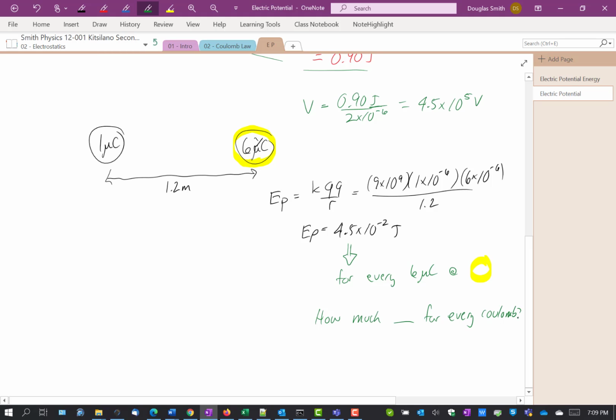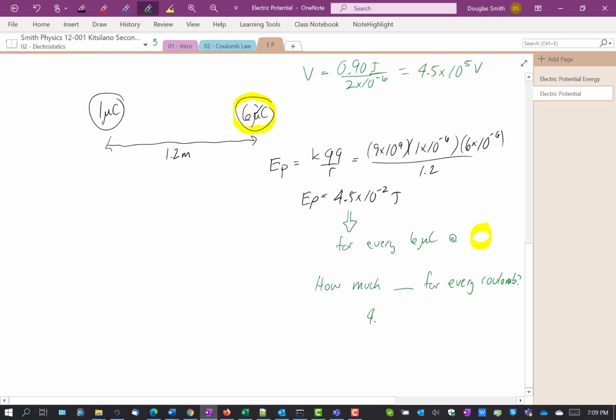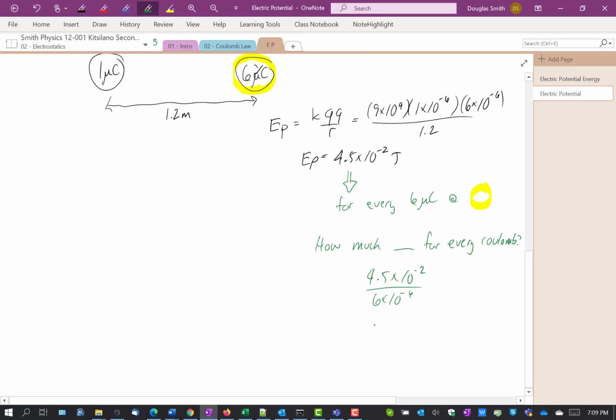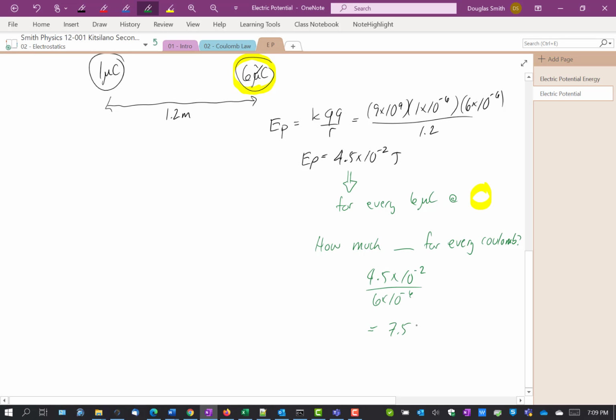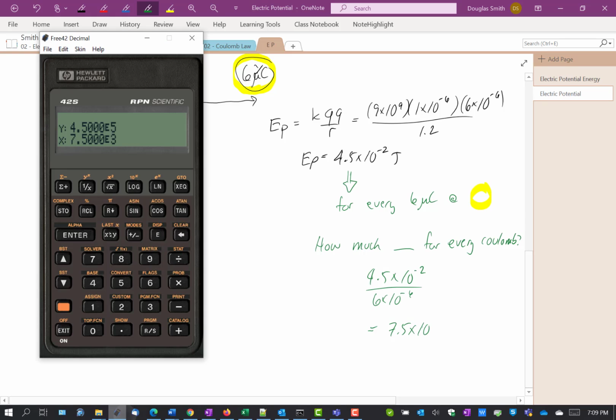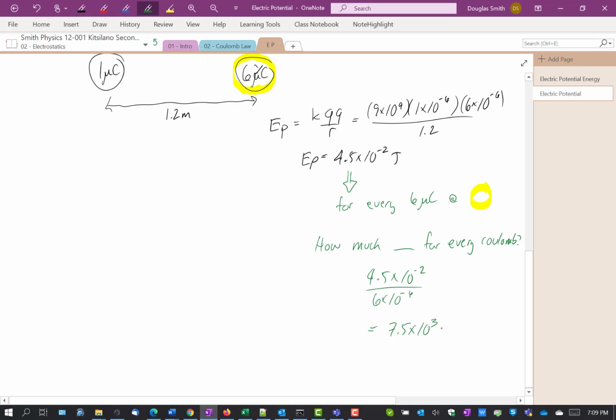To do that, it's just a unit rate, so I'm going to go 4.5 times 10 to the negative 2 divided by 6 times 10 to the negative 6. And I get 7.5 times 10 to the positive 3. That's volts. This is voltage. V is equal to Ep divided by the charge.